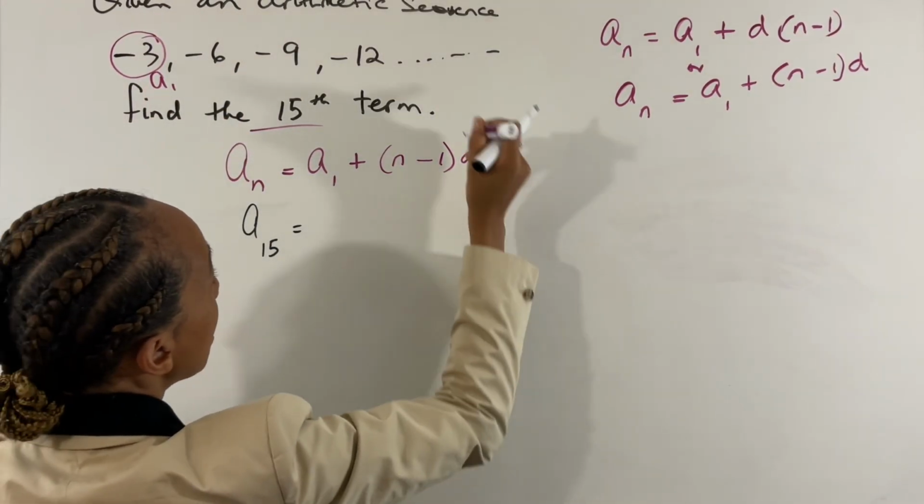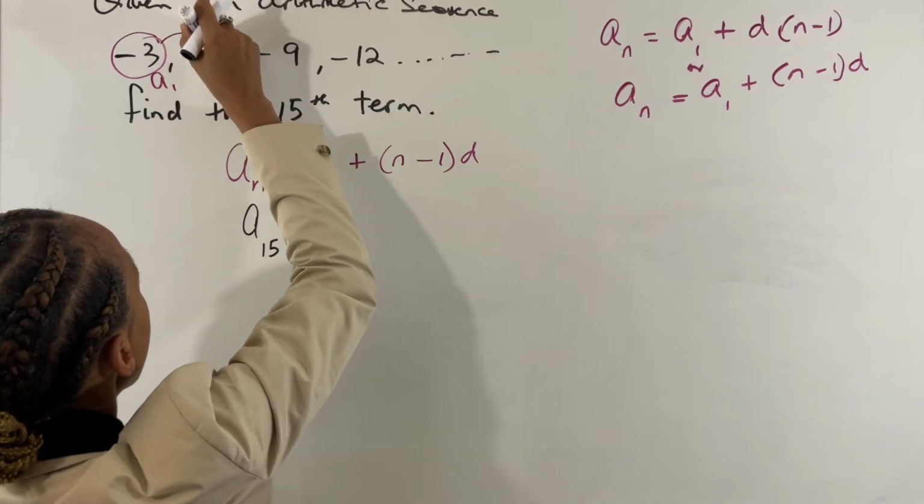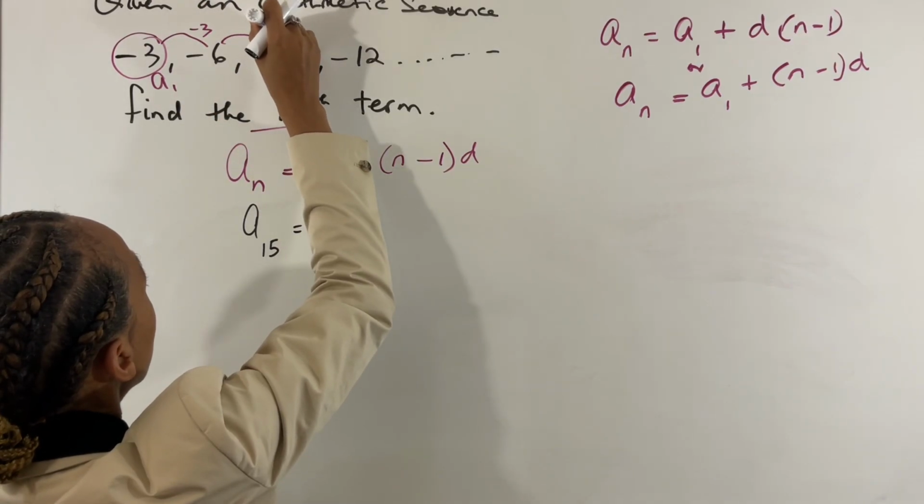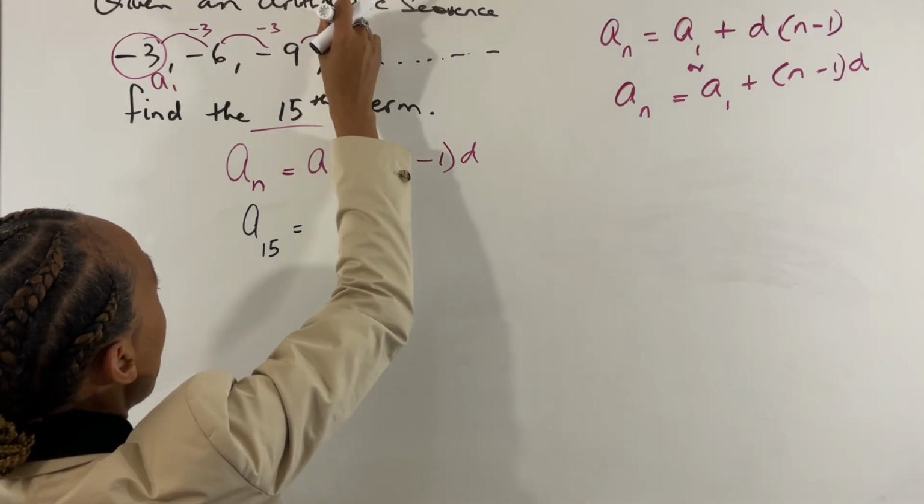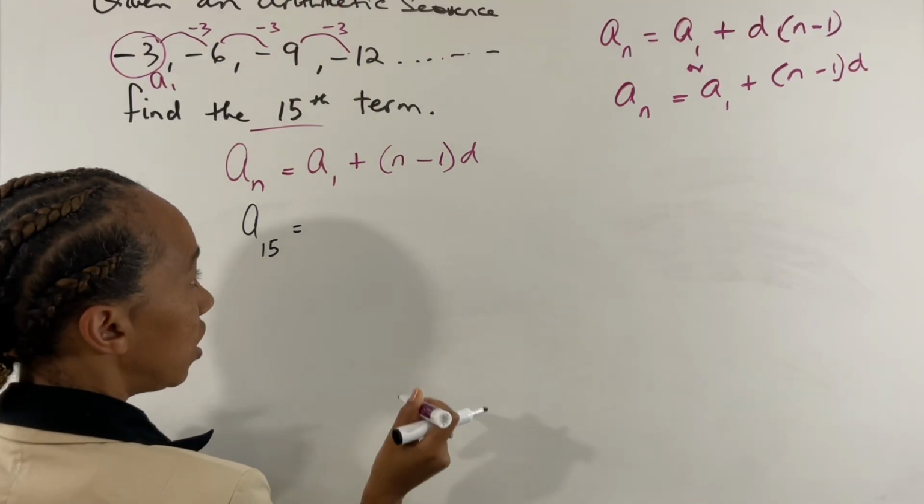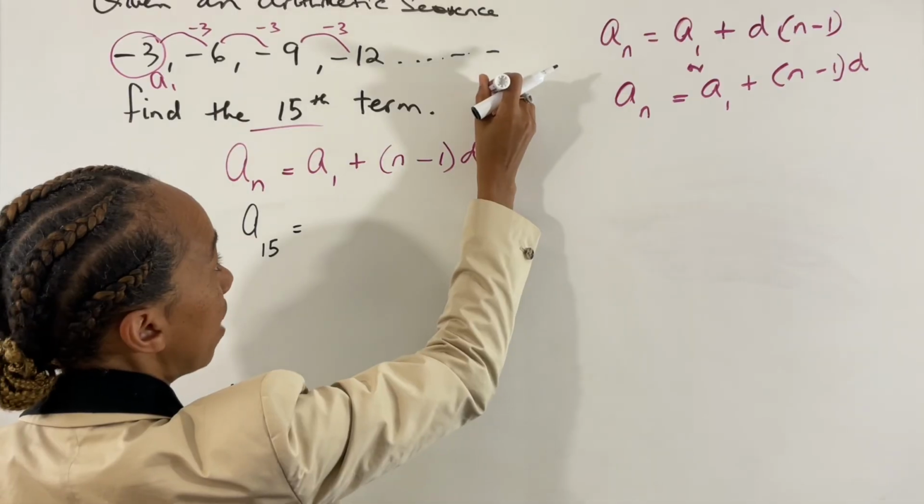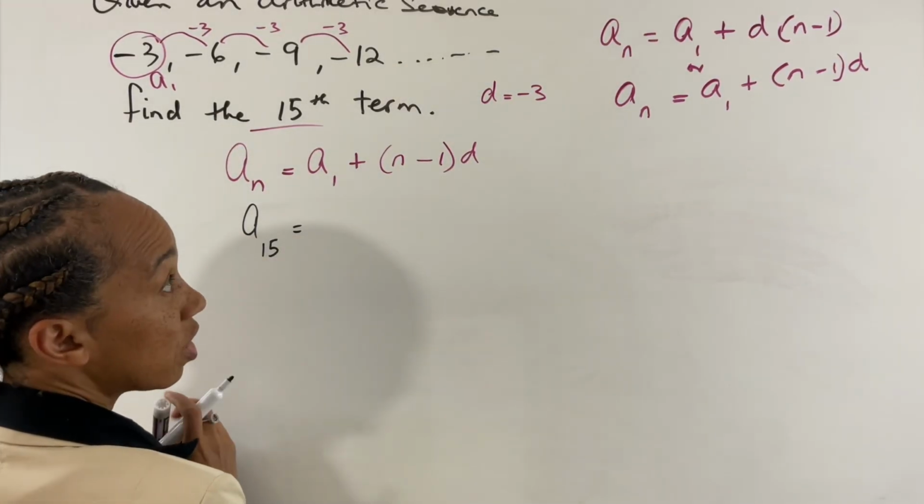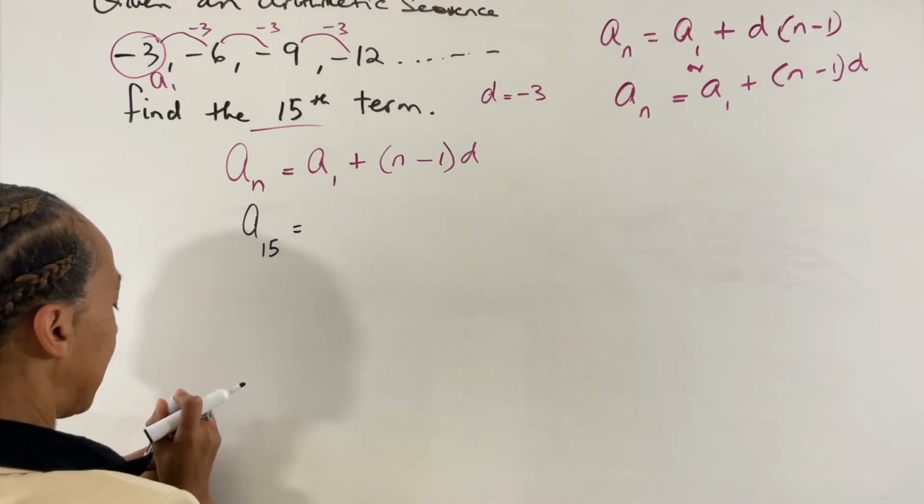and our D here, we are going from here to here, we are subtracting 3. This is going to be a minus 3. Notice this time the D is a negative value. So D is equal to -3, not positive. So this is the reason why I like to give more than one example.